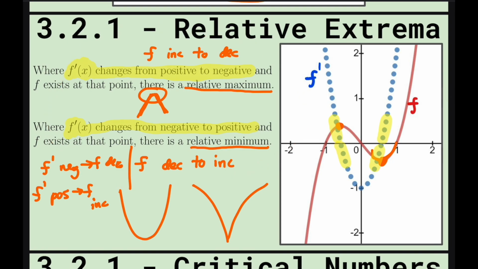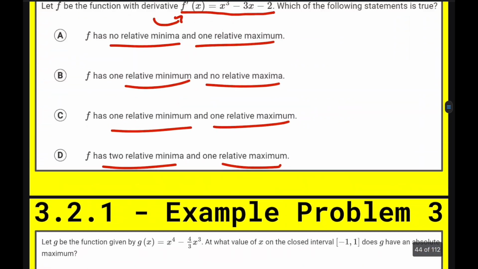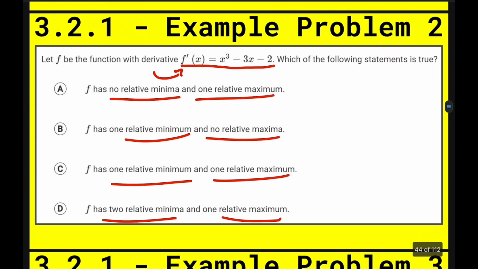Okay, so if it's a relative max, that means the derivative should change from positive to negative, and if it's a relative min, it should change from negative to positive. So we're just going to basically be counting when the derivative is changing signs from positive to negative or negative to positive. But to do that, we've got to use that graph. So let's go to the graph really quick to try to figure out what's going on here.